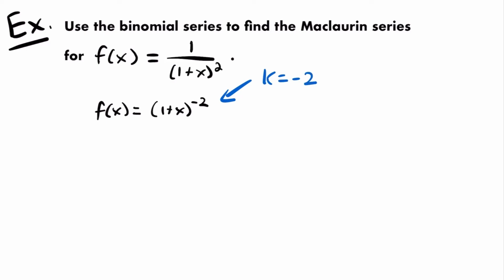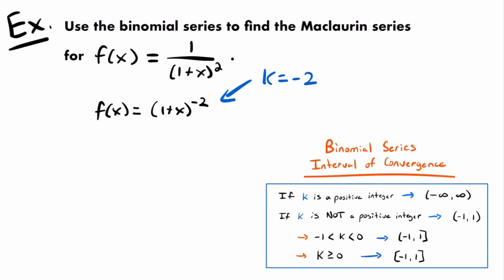And remember from our rules for the interval of convergence, since this value of k is not a positive integer, and it's not between -1 and 0, and it's not greater than or equal to 0, k equals -2 means that the series that we find for this function will be convergent from -1 to +1, not including the endpoints.